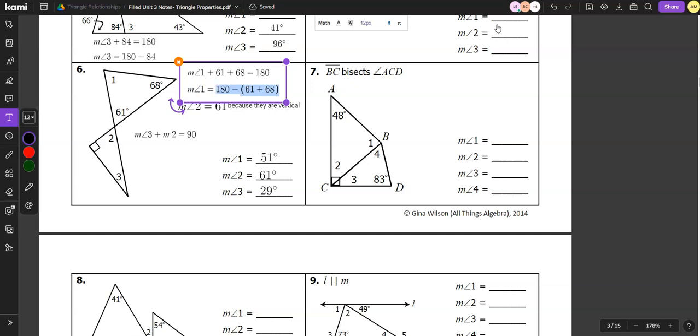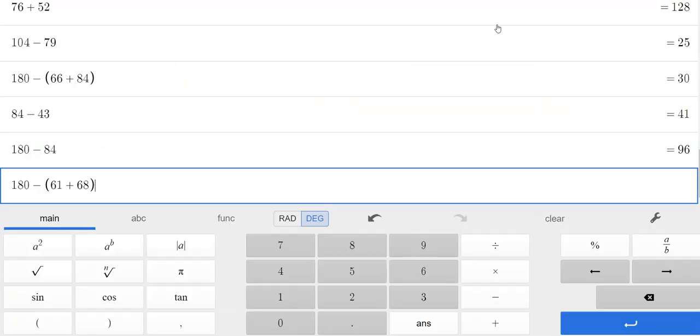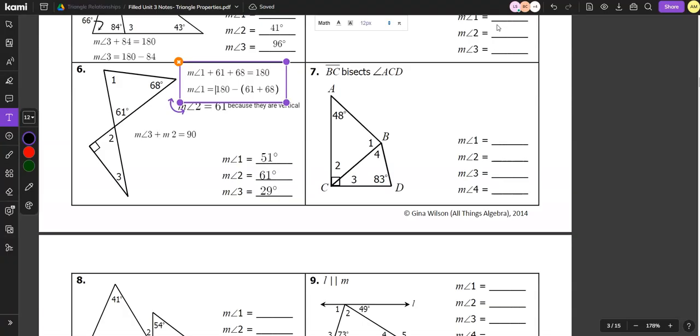And if you are using Desmos, you might be able to do it using the Google calculator as well. Desmos is better. You get 51 degrees. Okay, so that's how we got 51. For angle 2, anytime two lines cross, they create vertical angles, and vertical angles are always congruent. So we didn't have to do anything with angle 2. We just had to know that it's across an intersection from another angle, and therefore is congruent.